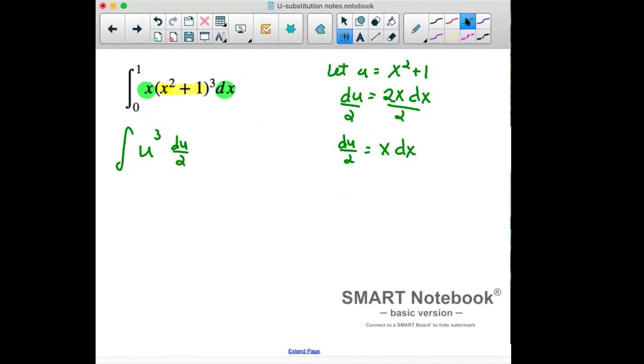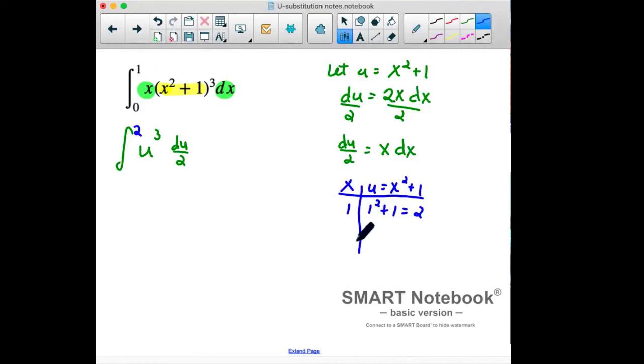How we do that is we just make a little table over here. We're going to do our x value, and then we're going to do our u value, which is x squared plus 1. So I'm going to take my upper limit, which is 1, and plug that into this equation. So 1 squared plus 1 gives me 2. So my upper limit is now 2.